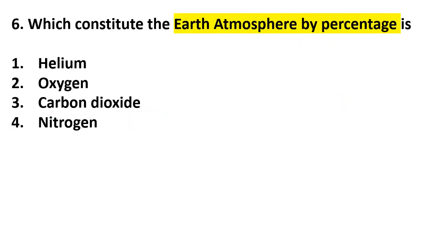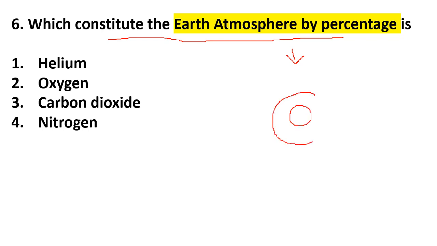Okay, next. What constitutes the Earth's atmosphere by percentages? That means what is the maximum amount of gas that is present on the Earth? If you see the Earth, it is covered by a blanket of gases. So, what is the question asking? What is the maximum amount of gas present in the Earth's atmosphere?